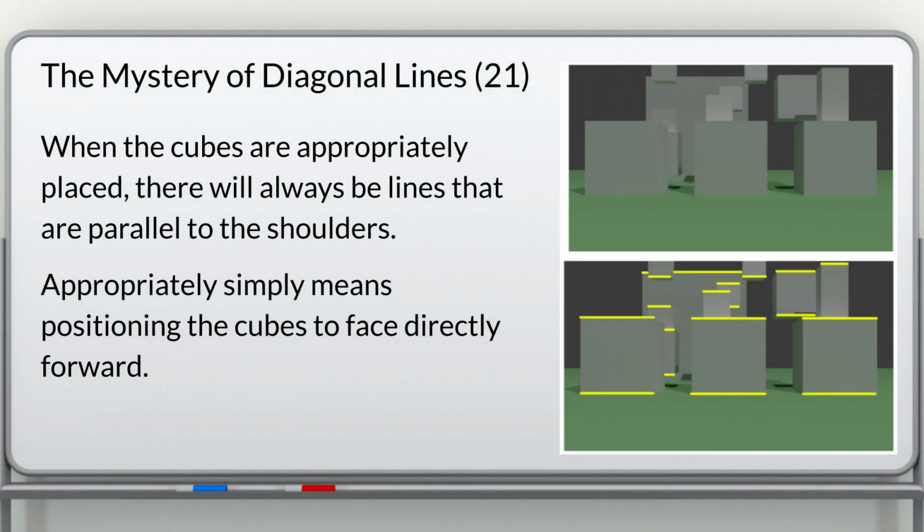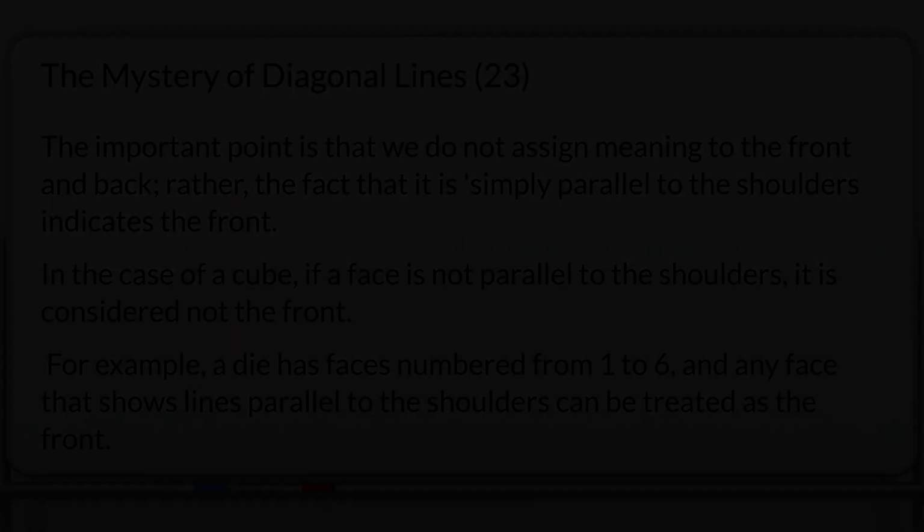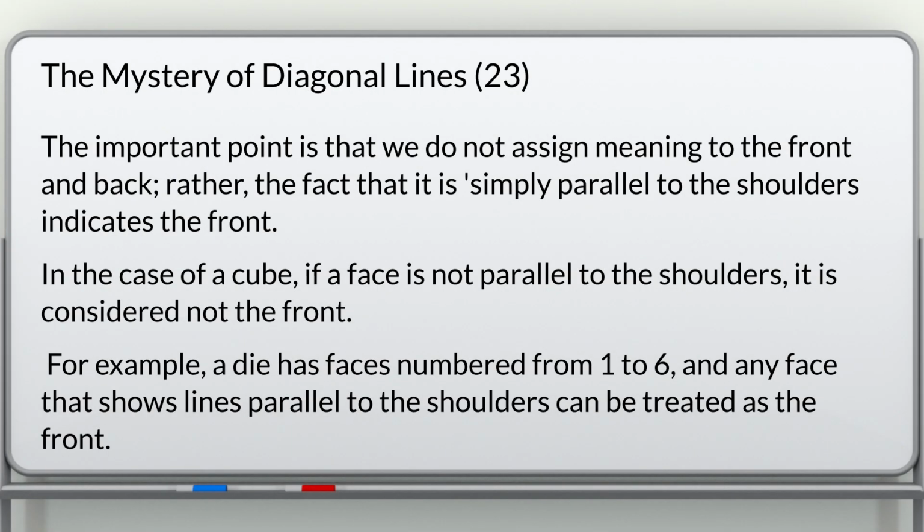When the cubes are appropriately placed, there will always be lines that are parallel to the shoulders. Appropriately simply means positioning the cubes to face directly forward. However, it remains a mystery where the front is and where it is not. For instance, in a card game, a card has a front and a back, with the side featuring an illustration being the front. However, in the case of a blank card with nothing drawn on it, either side could semantically represent the front. The important point is that we do not assign meaning to the front and back; rather, the fact that it is simply parallel to the shoulders indicates the front.